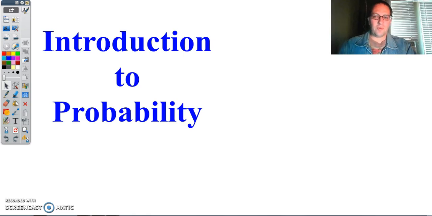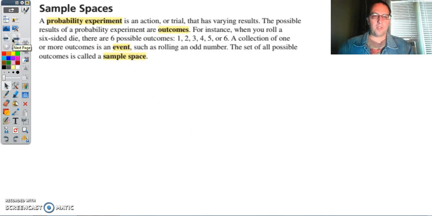Hello class, today what we're going to talk about is Introduction to Probability. It's not so much an introduction since y'all have all had probability in junior high, middle school, whatever. This is going to be a refresher because you haven't had it in a few years. So, first off, a couple definitions.